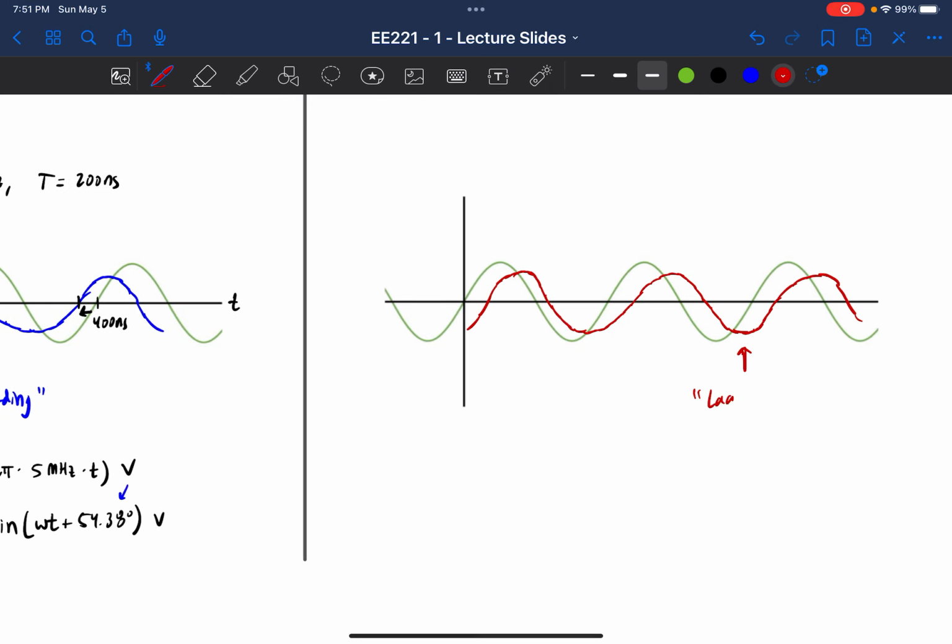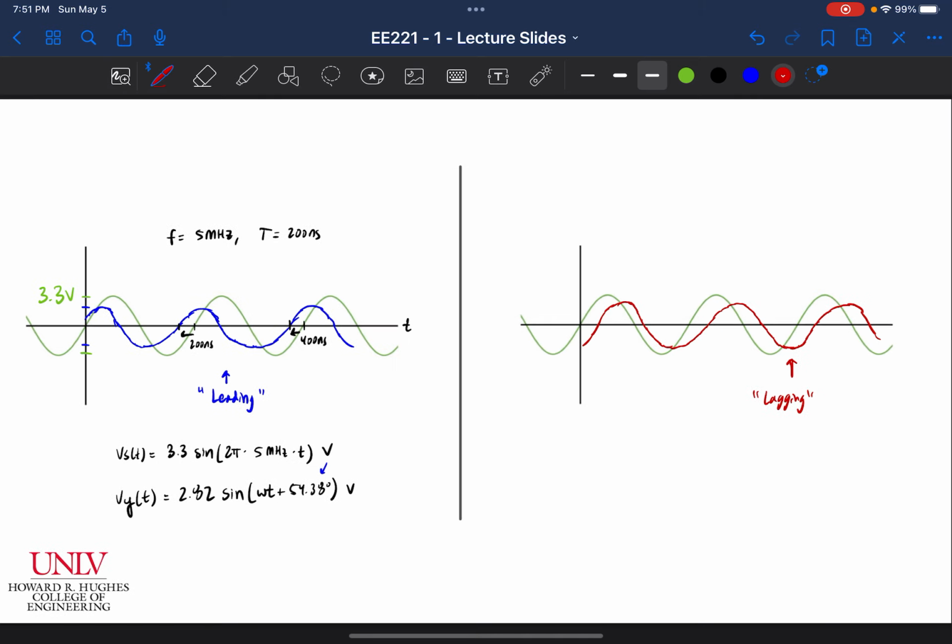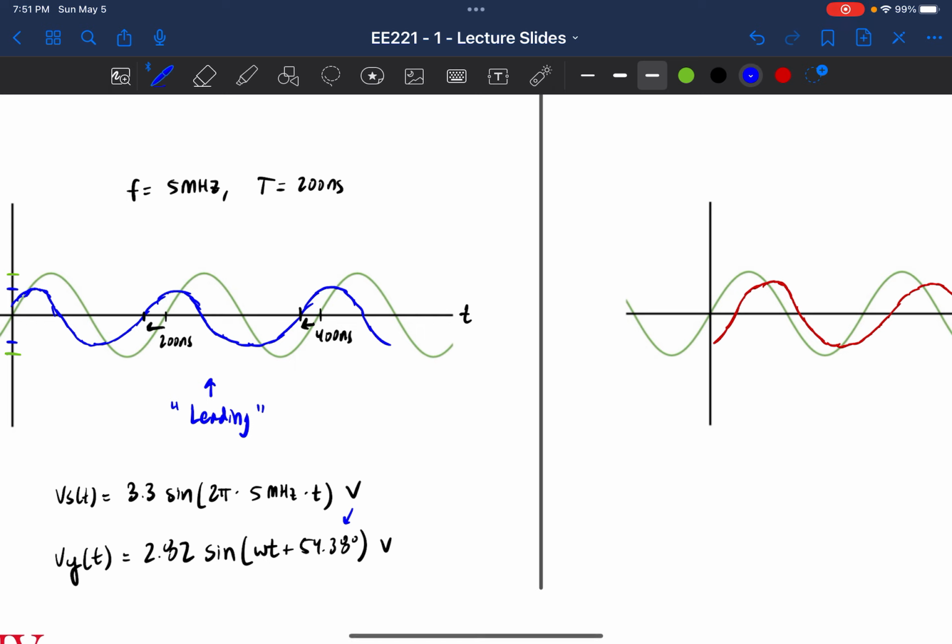Basically the difference here is this blue signal would be, let's just call it Vy of t, and from my previous problem, it is equal to 2.82 times the sine of omega t plus, the key here is the plus sign, plus 54.38 degrees volts. And that 54.38 degrees is, of course, with respect to this Vs of t signal, which has a phase shift of 0. So let me write it like this, plus 0 degrees, which is the exact same thing, right? Does nothing to the signal.